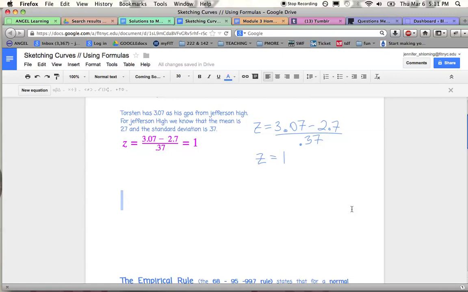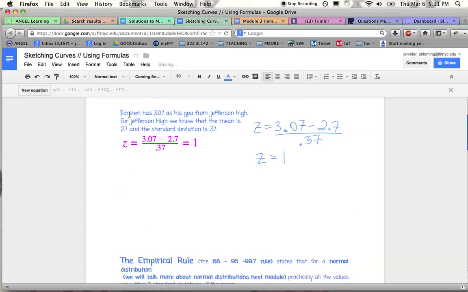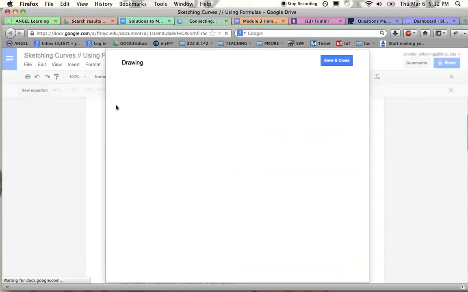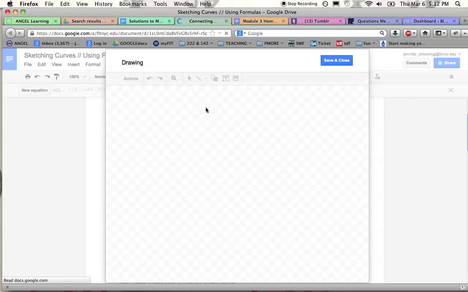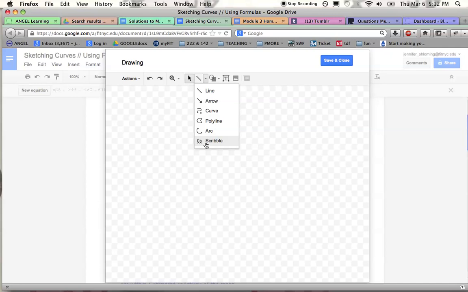So now we're going to draw. Okay, so now let's draw what's happening here. So we have that Torsten's z-score is 1, okay? So he's exactly 1 standard deviation above the mean. Let's draw a curve. I'm going to sketch it by using the scribble feature I just showed you. So we have to wait for it to load. And then, remember, we press scribble. So let's draw.